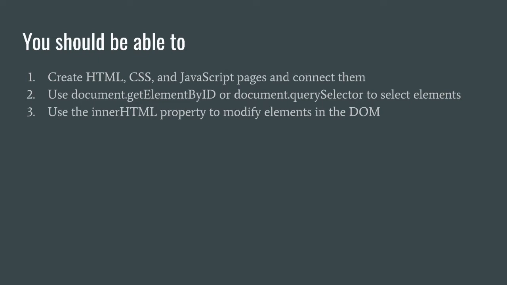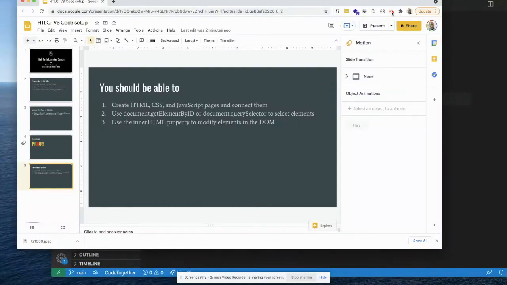Then you should be able to use document.getElementById or document.querySelector to select elements on the page, and then use the innerHTML property to modify an element in the DOM. So this is a very simple lesson of things that you should be able to do when everything is connected. So let's go ahead and get started.